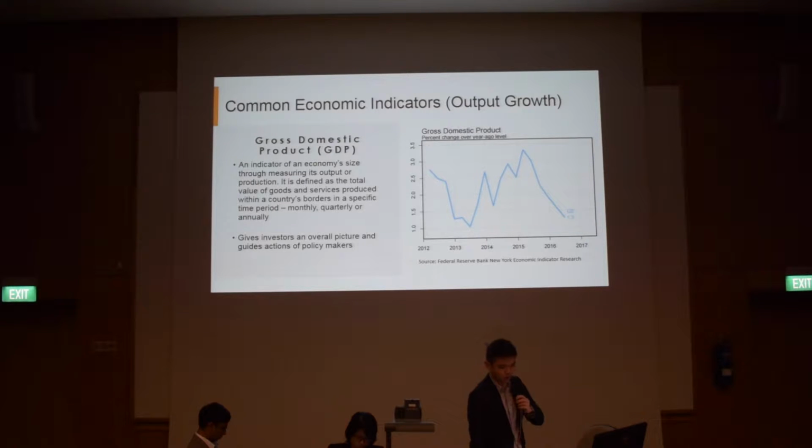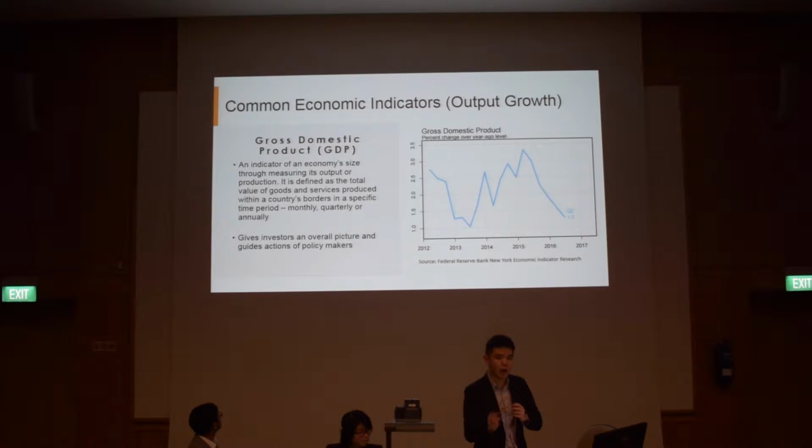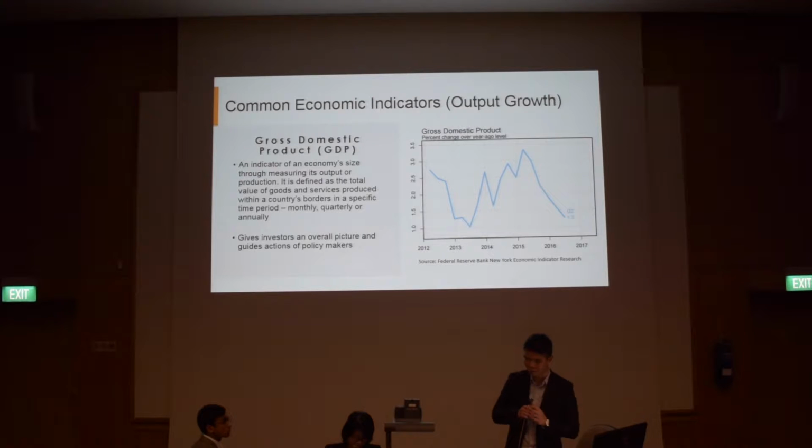So it's just like your typical income statement, but in this case, it's an income statement for a country as a whole. It's tabulated for a specific time period, like we have monthly, quarterly or annual GDP, and we use it to compare against prior years or prior time periods' figures to understand the growth and decline of the economy. So why is it important? It's because it gives investors an overall picture and it guides the actions of policymakers in the event that your GDP figures are less than desirable.